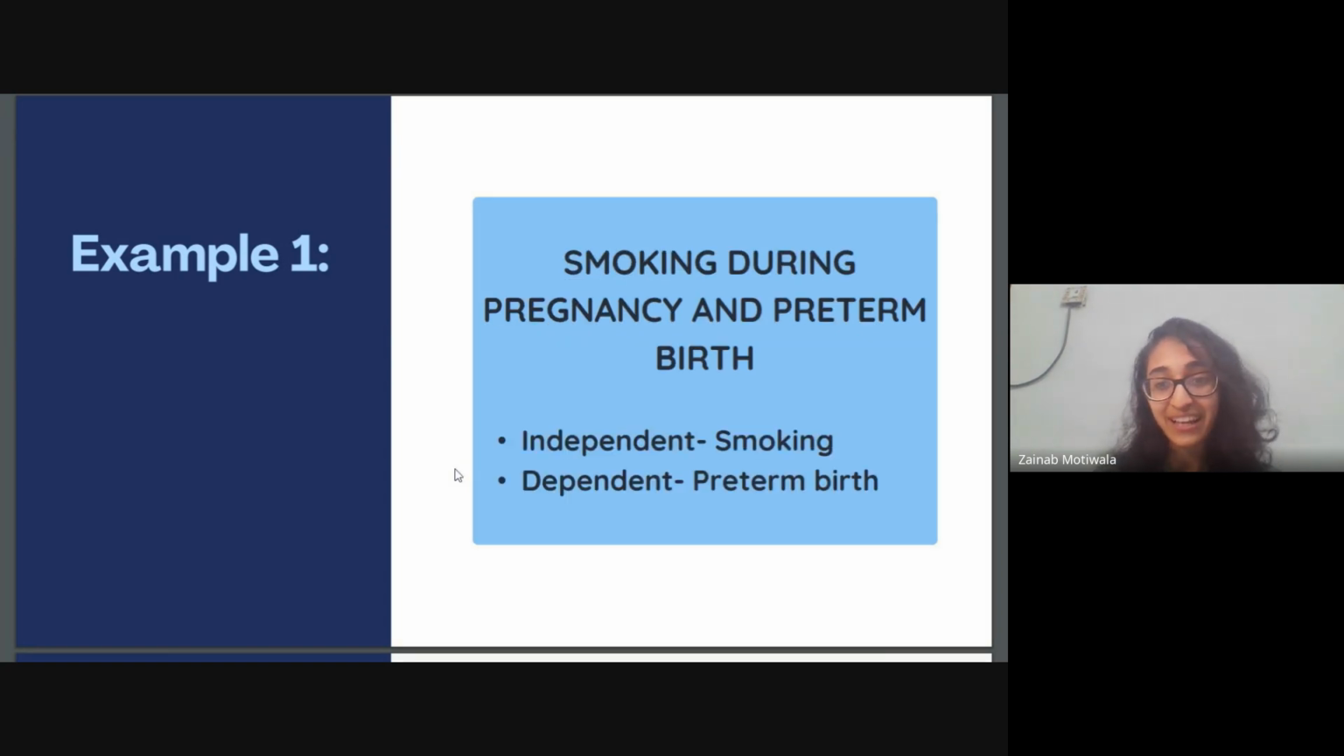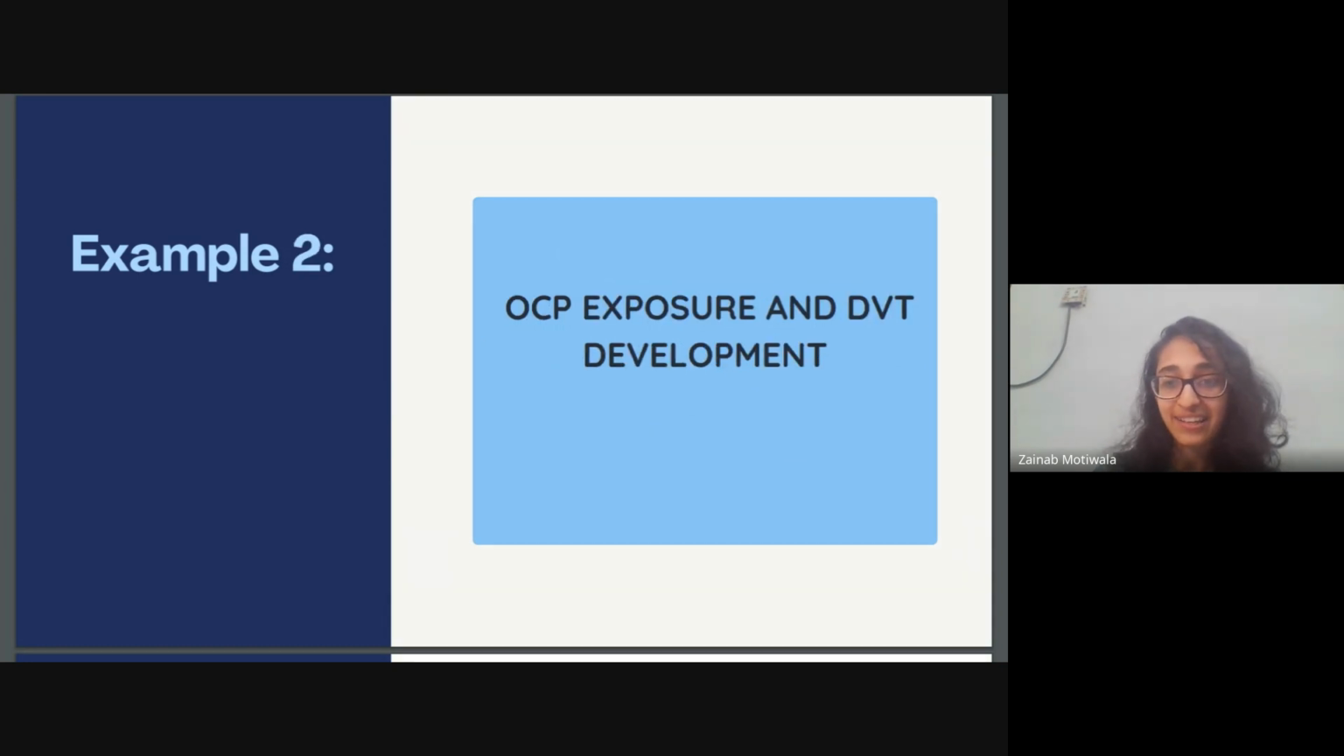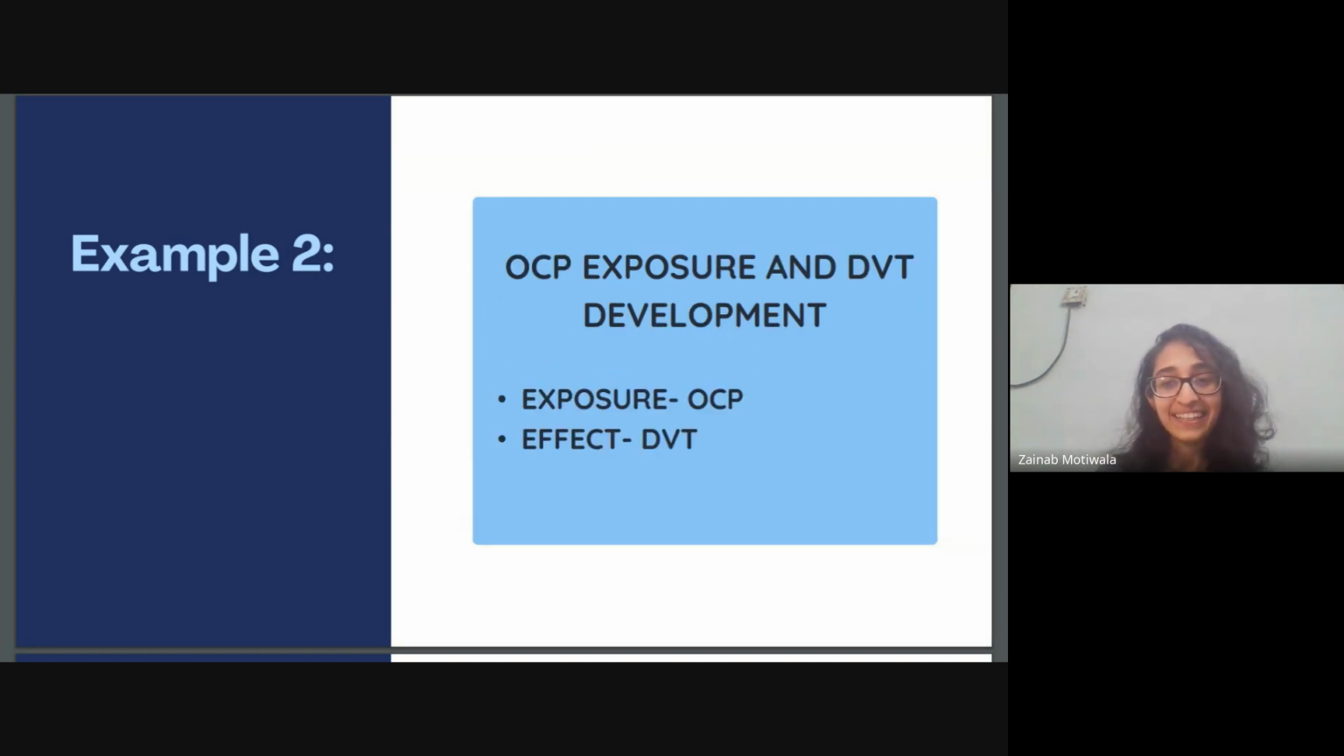Let's do another question. There is a relationship seen between OCP exposure and DVT development. So what in this case is the dependent variable or the disease? Wonderful, I see a lot of answers. DVT, correct. As you all have rightly said, the exposure here or the independent variable would be OCPs, but the effect or the dependent variable is DVT.